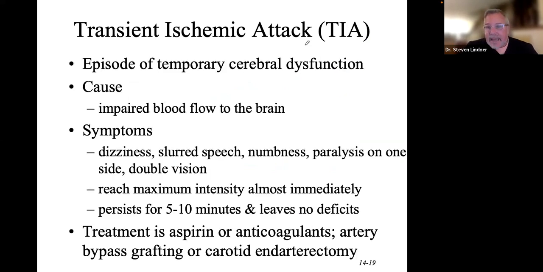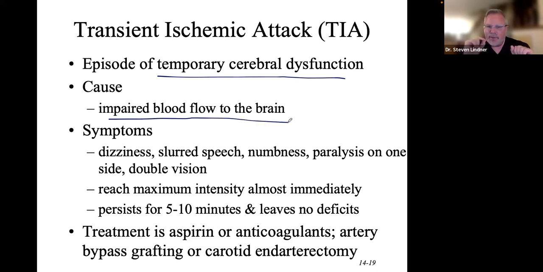Now, what's a TIA? A TIA is a transient ischemic attack, meaning it's not permanent, it's a temporary cerebral dysfunction caused by a decreased or impaired blood flow for a short period of time. This is when they get a little dizzy, they slur their speech, right?